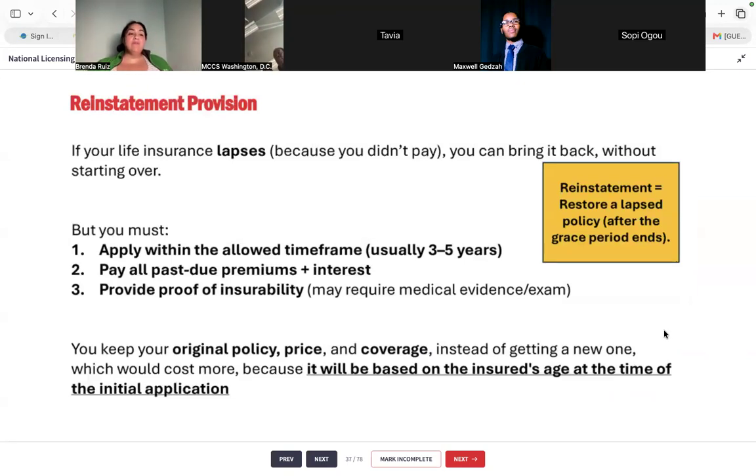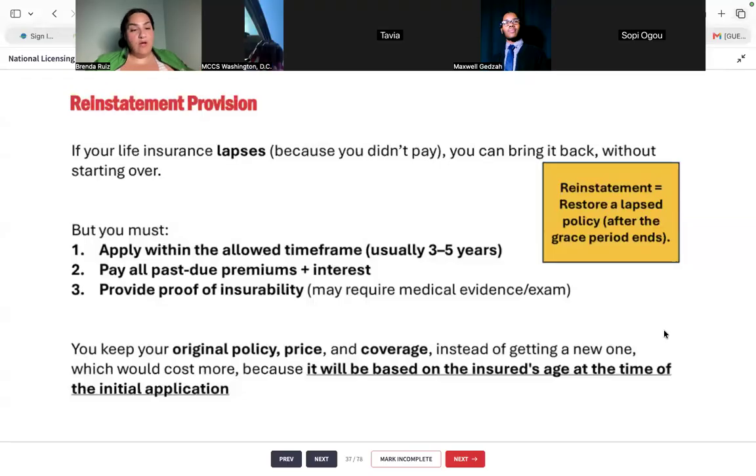Okay, cool. A reinstatement provision. What do you do if a client's policy does lapse? Do you have options? Can you make it up, right? Can you fix it? You absolutely can. You can get your client to still get coverage or still fix their policy, which is called a reinstatement. Okay, so here's how you do it. If an insurance policy lapses because you didn't pay it, you can bring it back without having to start over. There are some rules to this though. You have to apply within the allowed time frame. It's typically between 3 to 5 years, depending on the company, to reinstate a policy.